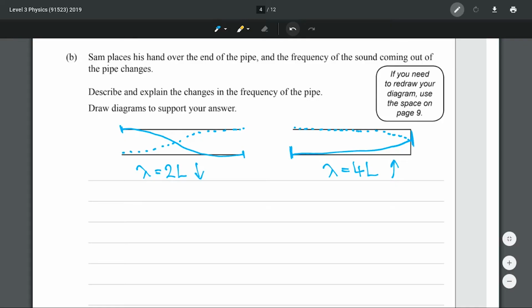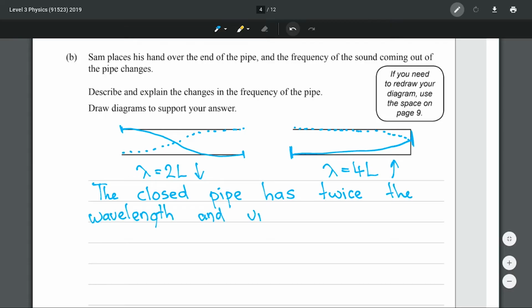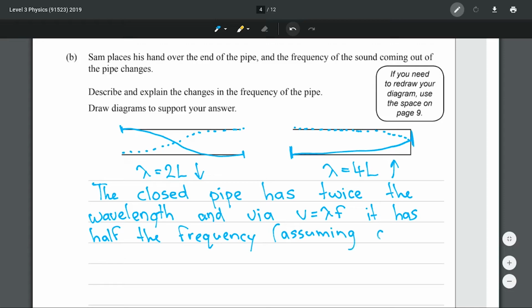This shows us that a closed pipe will have a higher wavelength than our open pipe. A higher wavelength, therefore, means a lower frequency. Let's try putting that into words. The closed pipe has twice the wavelength, and via v equals lambda f, it has half the frequency, assuming constant velocity.